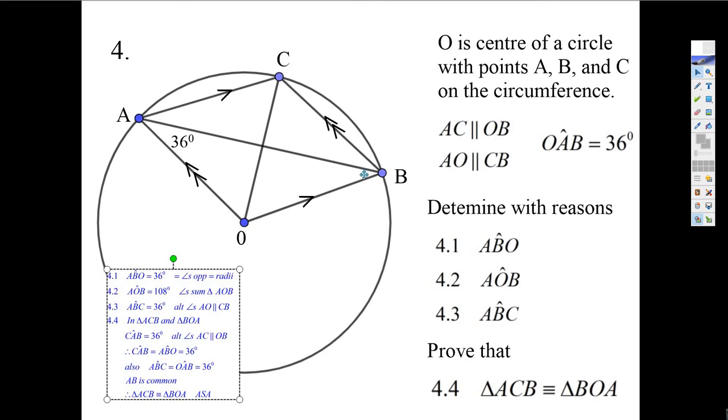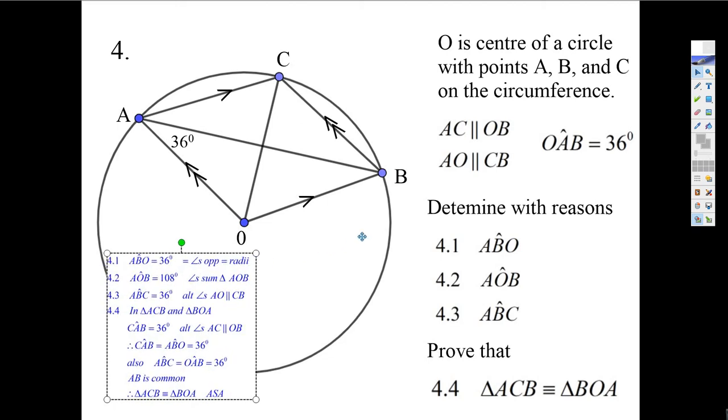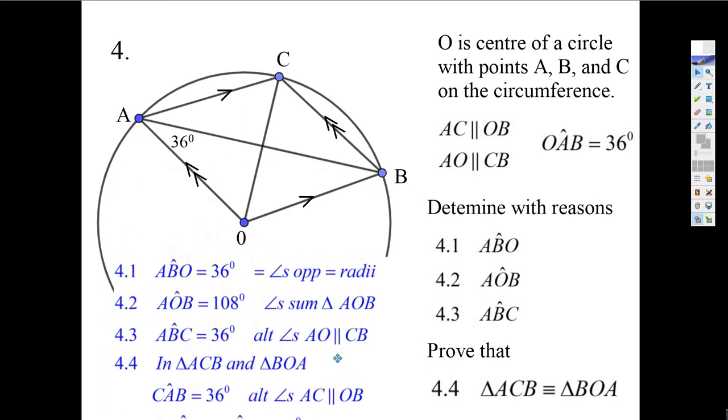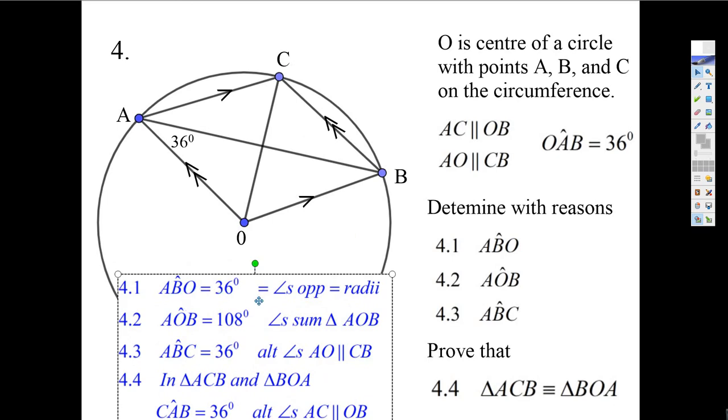Angle ABO, that's this angle right here. Well, we just did that one. If you've got a triangle and you have two equal radii, it makes these two angles equal. So the very first one here, I'll just make this a little bit bigger so we can see it, is that angle ABO is 36 degrees because equal angles are opposite equal radii.